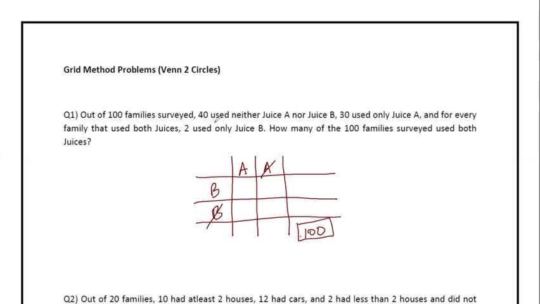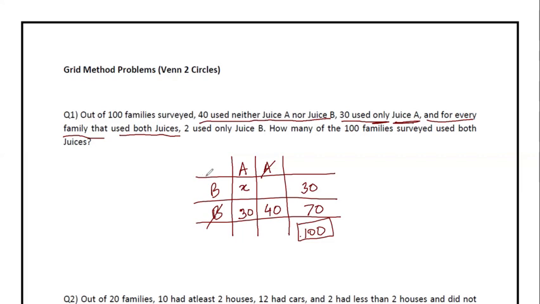Out of the 100 families surveyed, 40 used neither juice A nor juice B. So neither juice A nor juice B is not A and not B, this common square out here. 30 used only juice A. So when I look at this box out here, this is 30 because it says families having juice A but not B, which means only A. So now I got my total out here, which is 70, and I've got my total out here, which is 30.